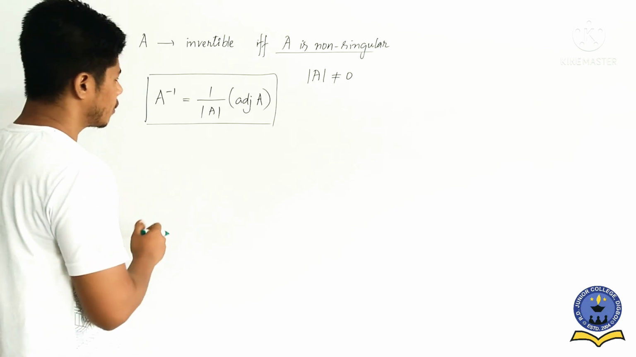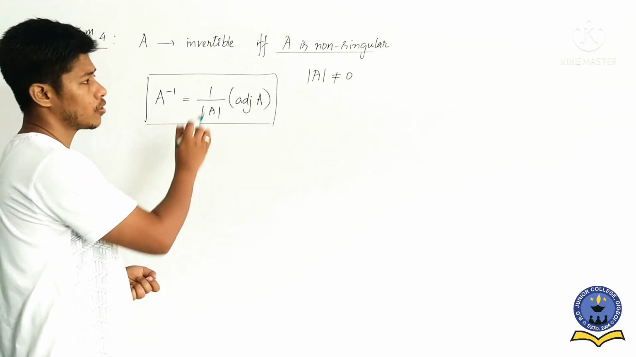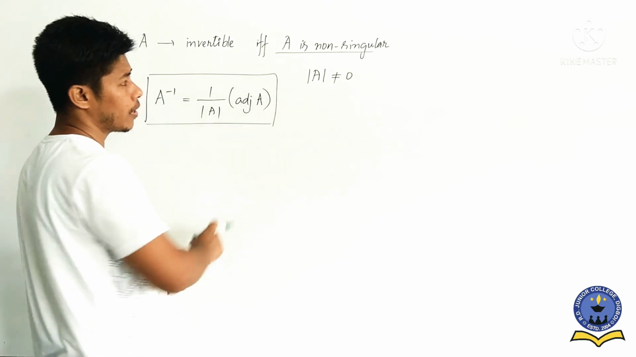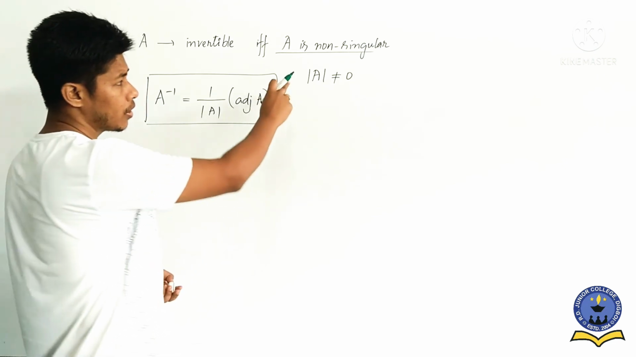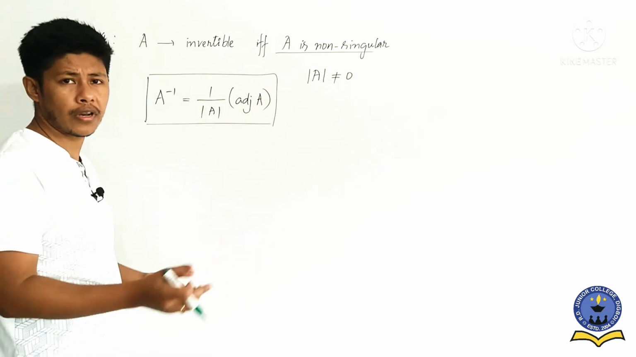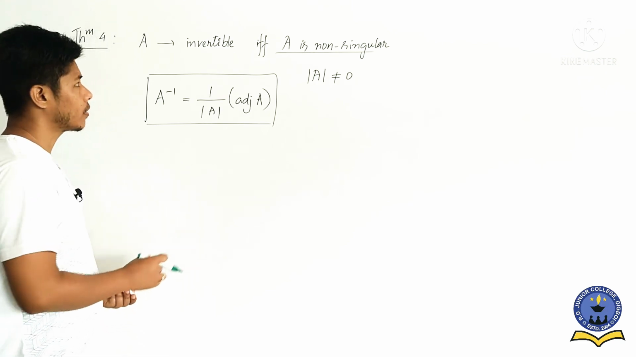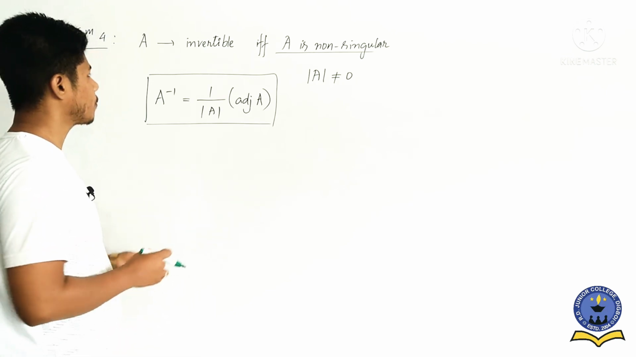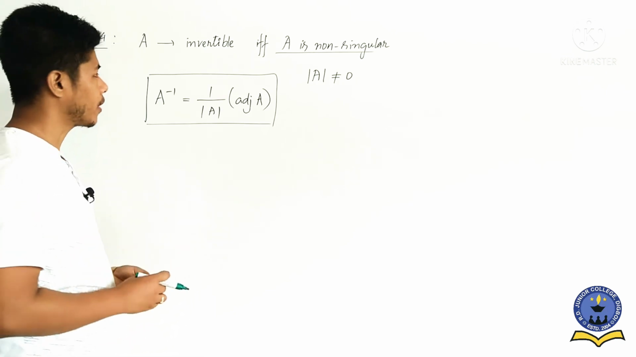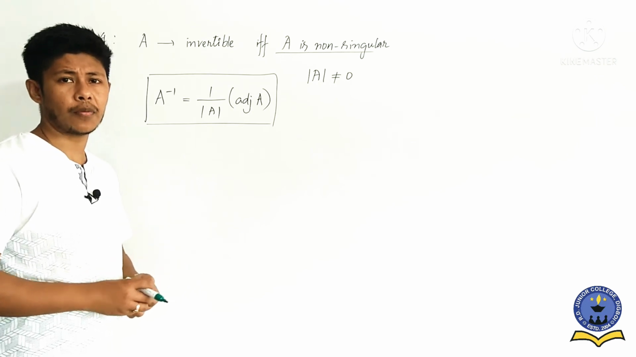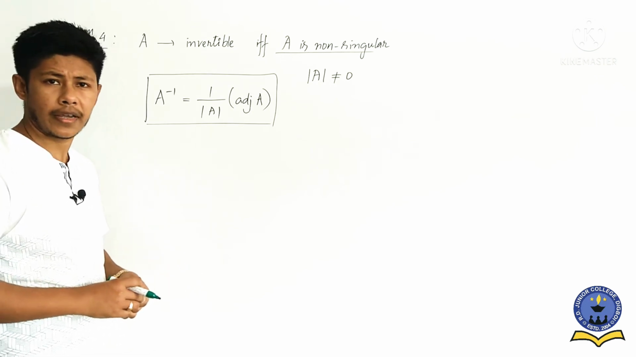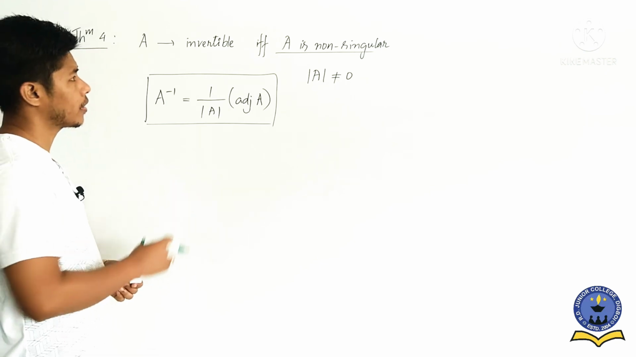The main condition is that A is non-singular, that means the determinant of A is not equal to 0. If the determinant of A is equal to 0, then it is known as singular, and if we get singular, then we have to write that the matrix is not invertible. In this way we have to write. Is it clear?